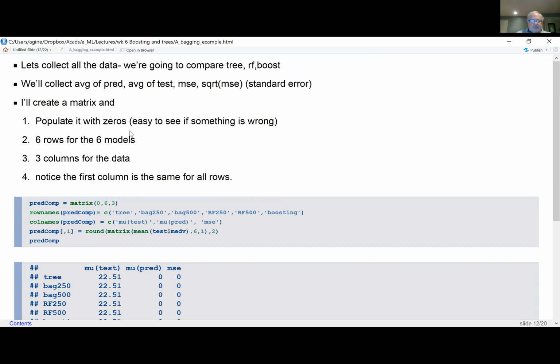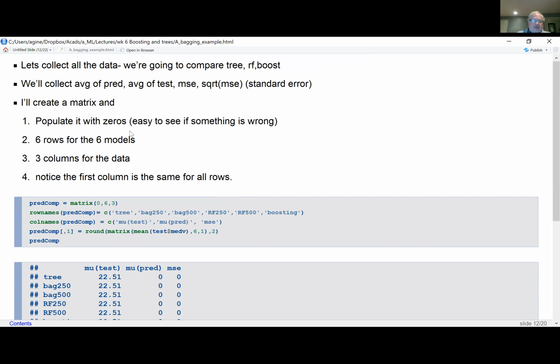So for various kinds of models, I have my predictions. I'm just going to compare that to the MSE. So I'm going to create a matrix to do that, and pre-populate it with zeros. I'm going to have 6 rows because I'm going to in the end do 6 models, and I'm going to have 3 columns of data.